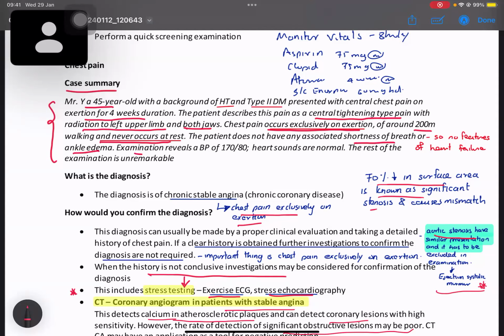And for the examination, you will be doing an observed examination as well in front of examiners. In the examination, you have to tell only the important positives and negatives in the case summary when they ask for the summary. The examination revealed blood pressure of 170 by 80 and the heart sounds are normal. The rest of the examination is unremarkable. This is the short, expected summary.